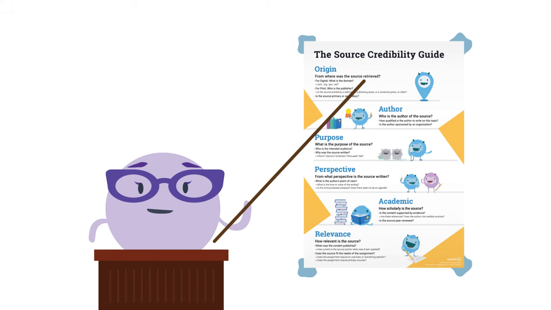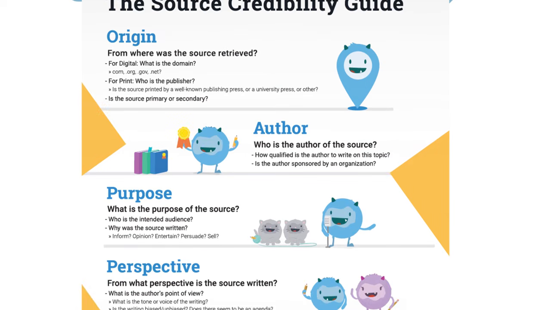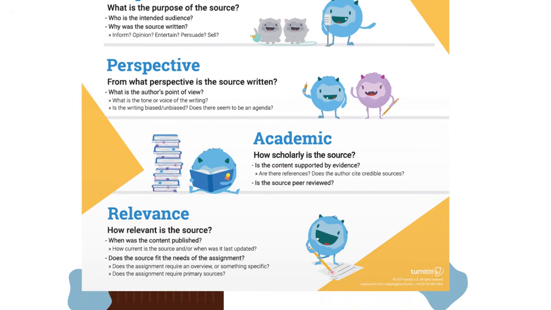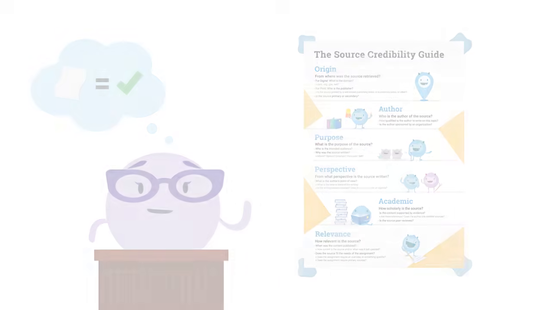requirements. The process begins with evaluating the origin of the source, then moves to the author, then purpose, perspective, academic, and finally, relevance. Each lesson presents a series of questions writers should ask themselves while evaluating a source. In turn, a process of asking the right questions and making informed choices around the quality of sources is established.